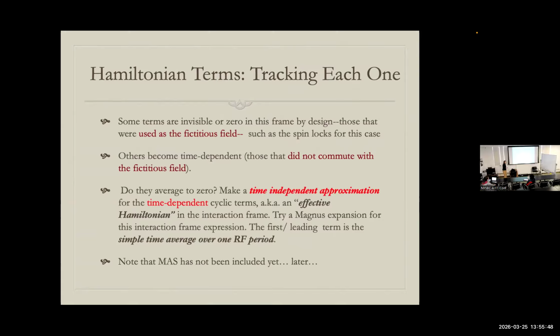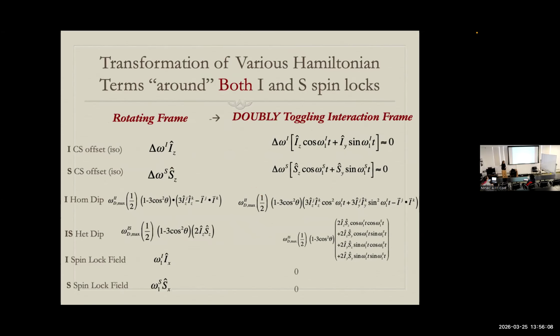So are we satisfied that that really means that they're zeroed out completely and we don't care about them? We need to make a time-independent approximation for that time-dependent cyclic term. So that's a time-dependent Hamiltonian. We are interested not in the Hamiltonian itself, as beautiful as it is. We actually want to study the net action that it has on the spin system. And is that net action really zero? We want to be careful about that. So we're going to look at a method to take these time-dependent Hamiltonians and satisfy ourselves whether they really do nothing to the spin.